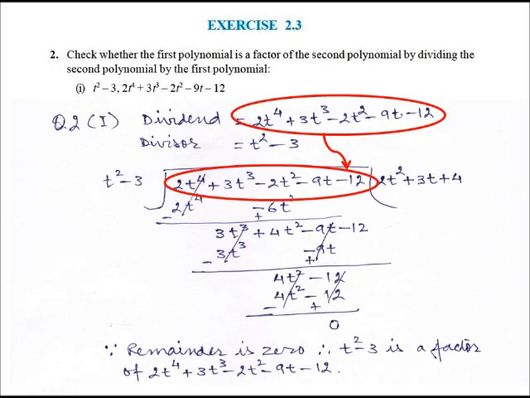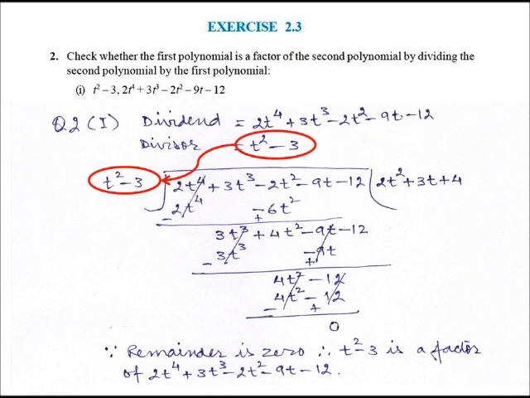This is the first part of the question, and in this part the dividend is 2t to the power 4 plus 3t cube minus 2t square minus 9t minus 12. The other equation that we are treating as divisor is t square minus 3.